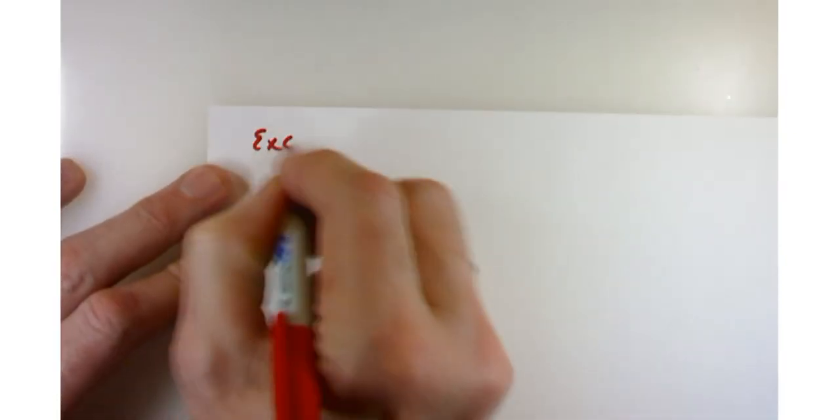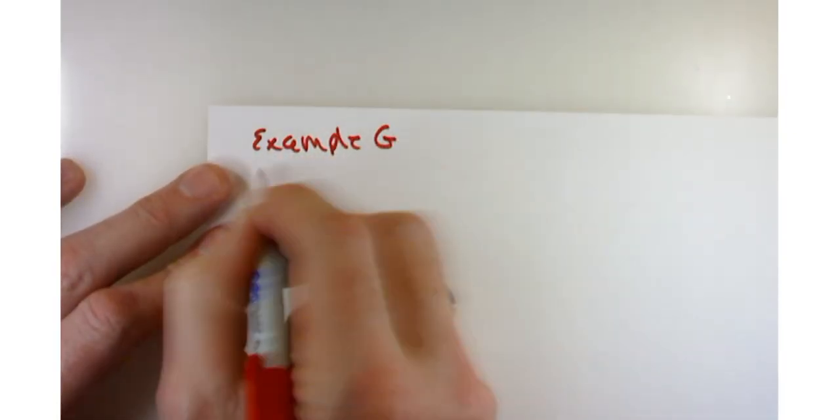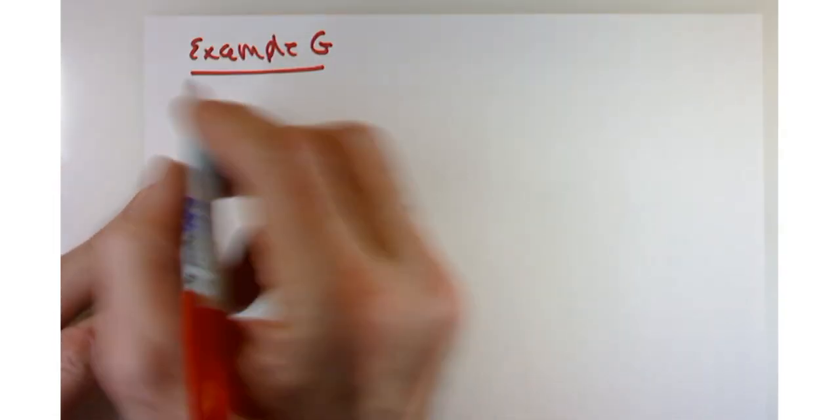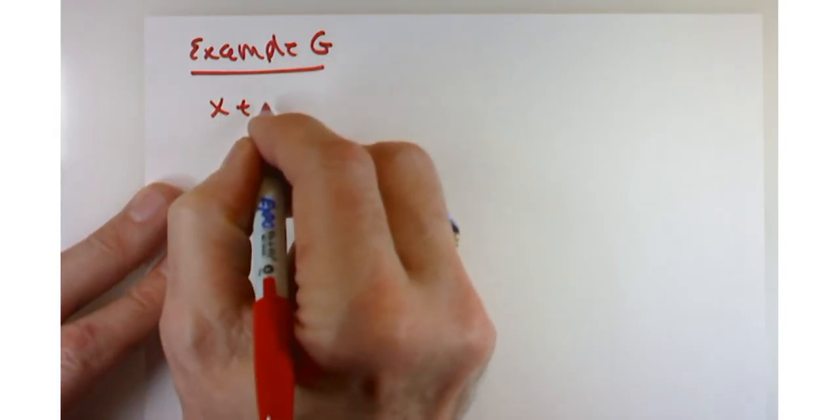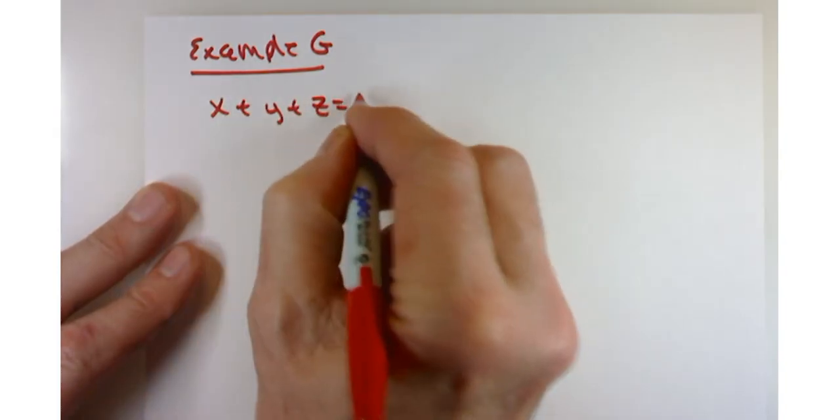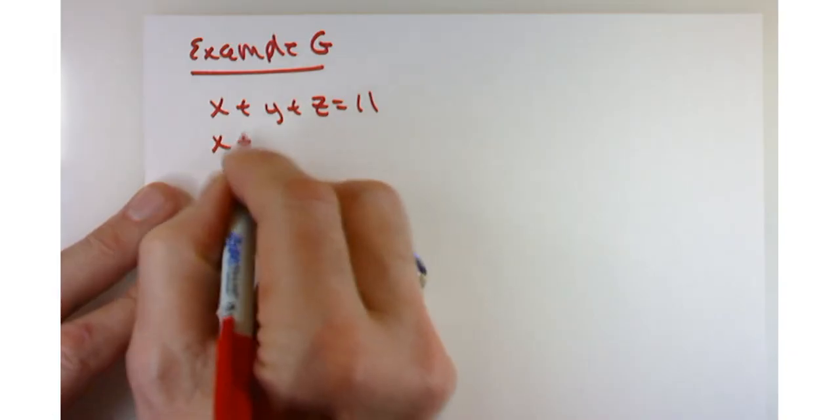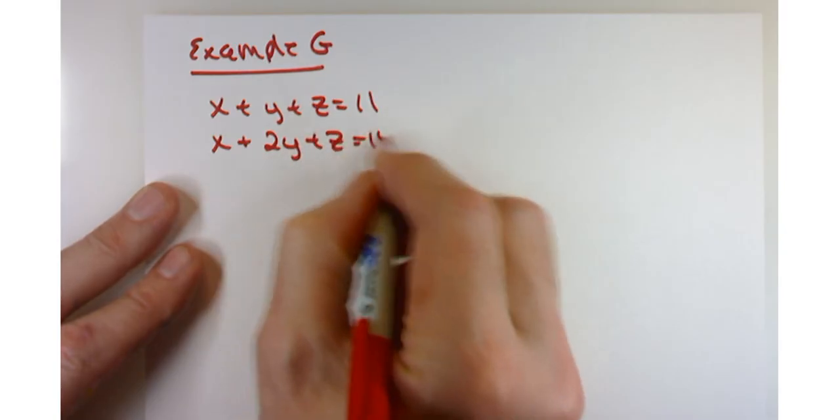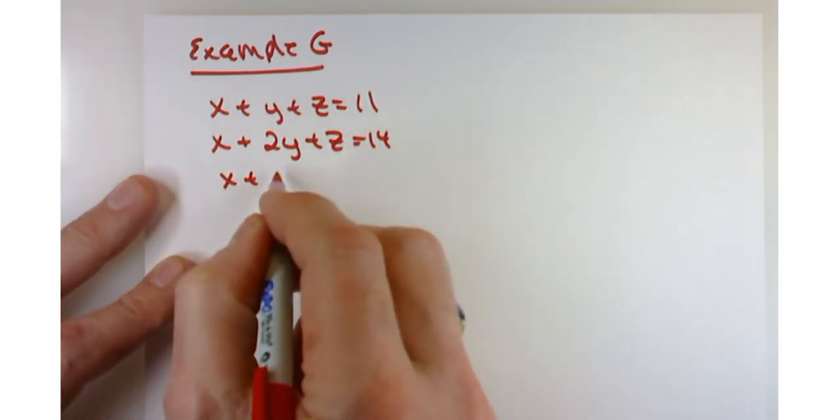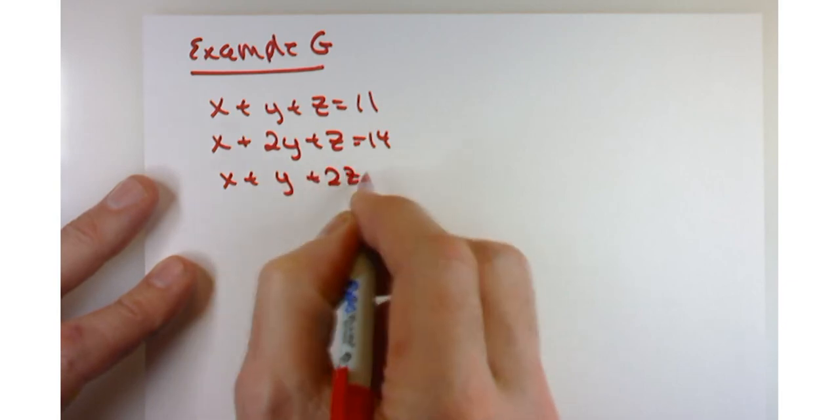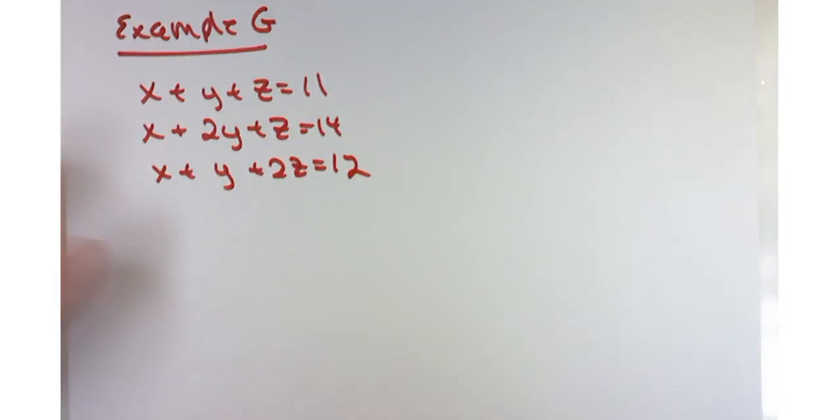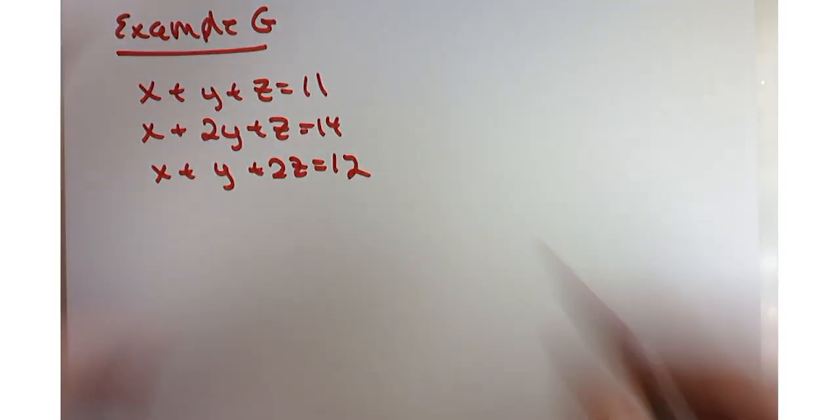Example G. X plus Y plus Z equals 11. X plus 2Y plus Z equals 14. X plus Y plus 2Z equals 12. Great. First things first, let's write this as an augmented matrix.